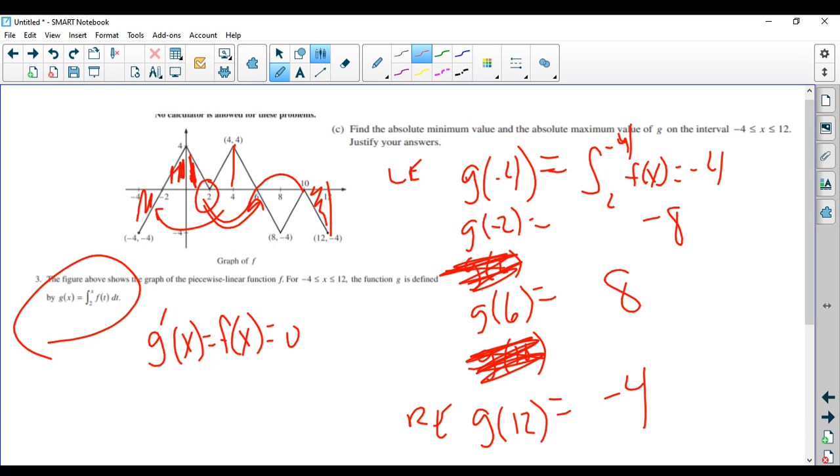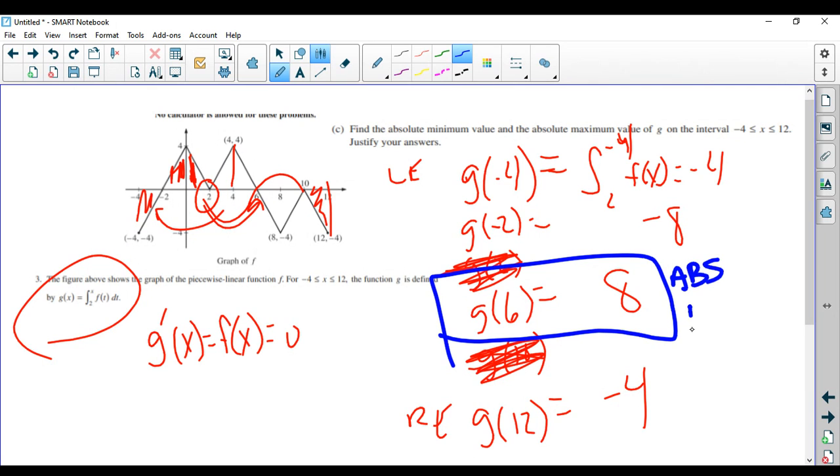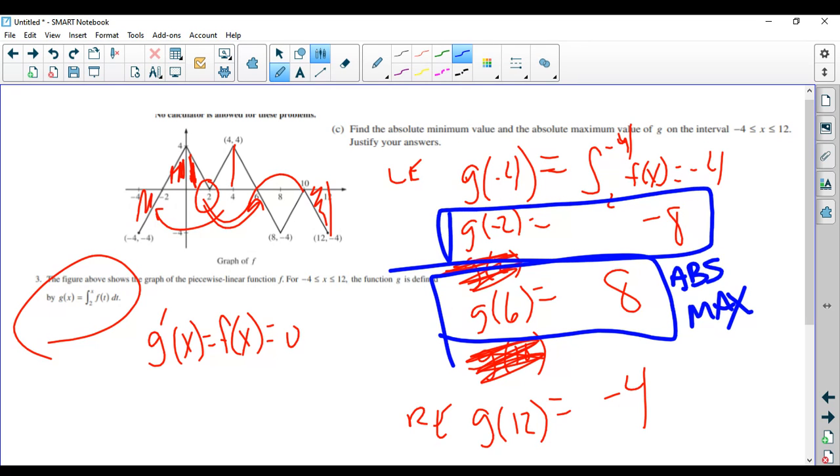And now we just look at all the values at all these candidates. We have an absolute max here. 8 is the important part, but you can just say 6, 8. And we have an absolute min right here at -2, -8. So it's a little bit more work than the previous problems, but it's not too bad. It's pretty simple. Part D, finally, will be next.